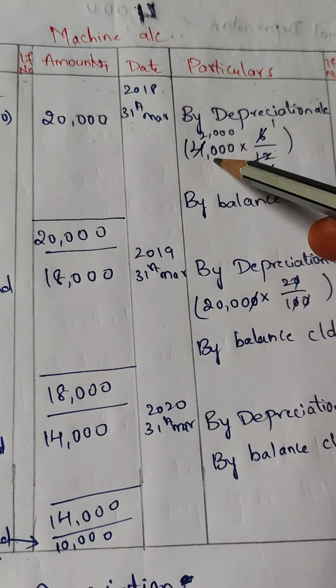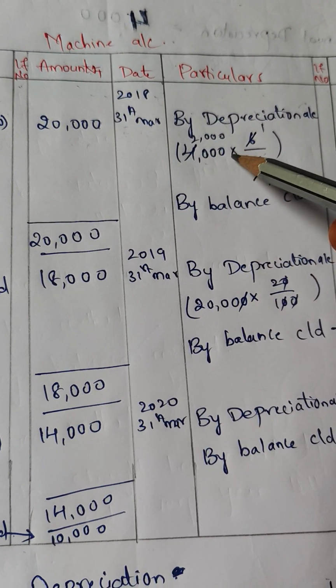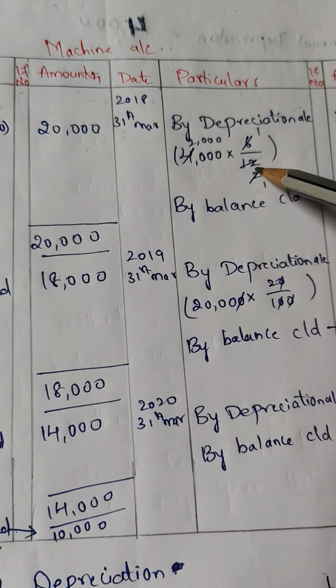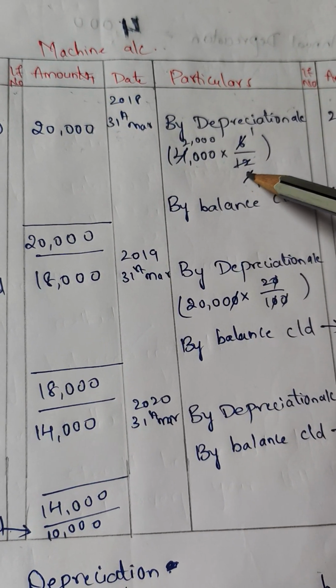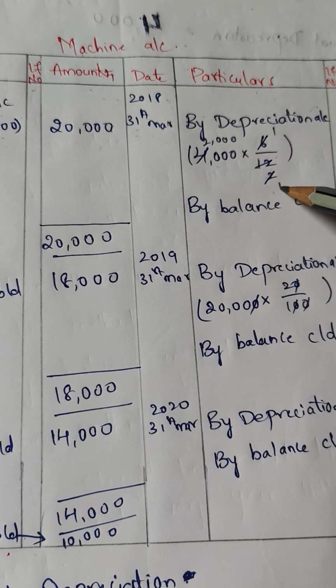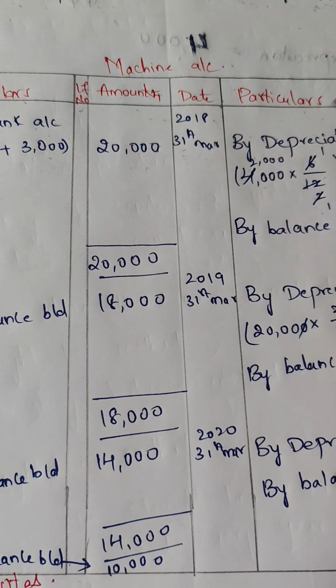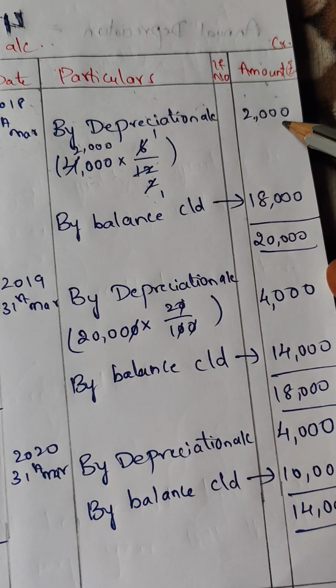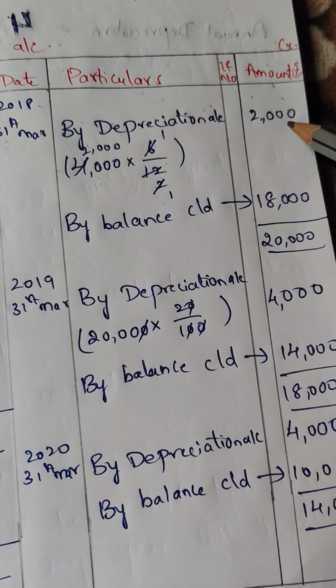So here we have to write annual depreciation into 6 by 12. Here 6 ones are 6, 6 twos are 12, 2 we have to write. Again 2 ones are 2. Next 2 twos are 4. These 3 zeros as it is we have to write. So finally we got the depreciation amount 2000.